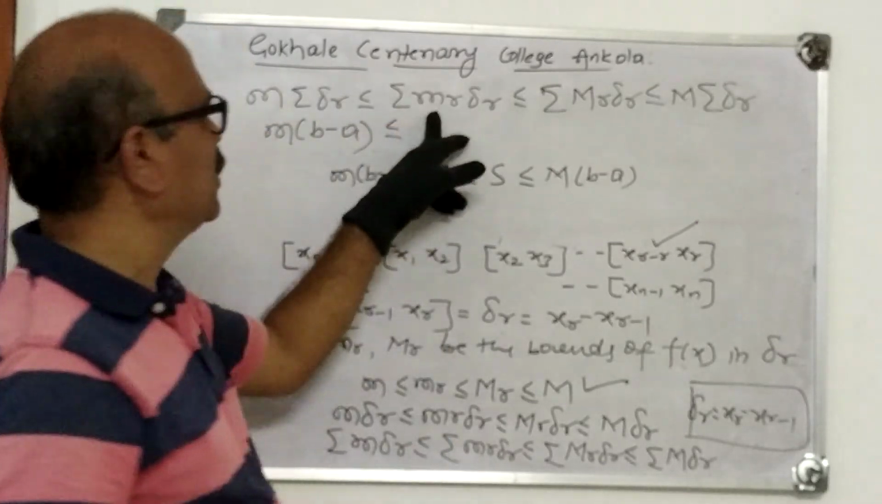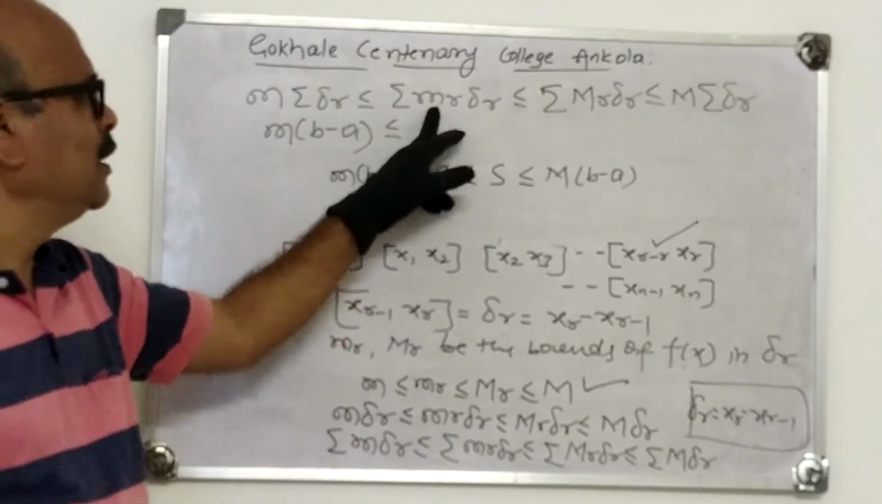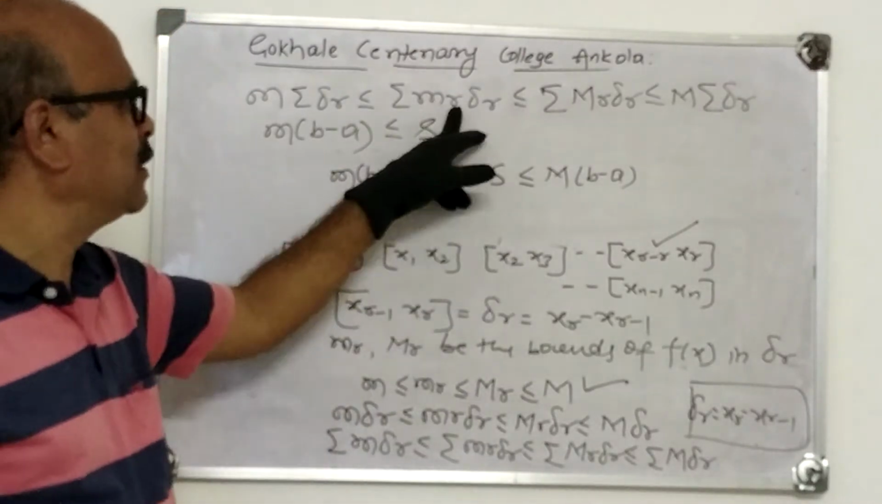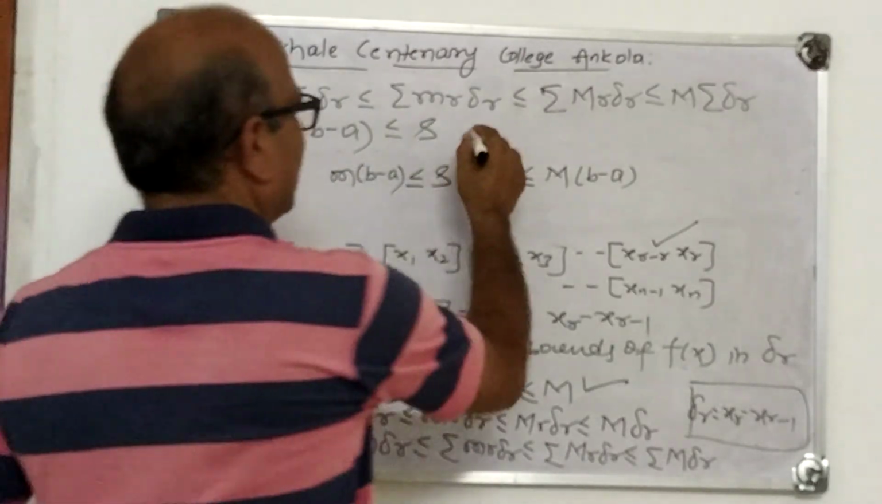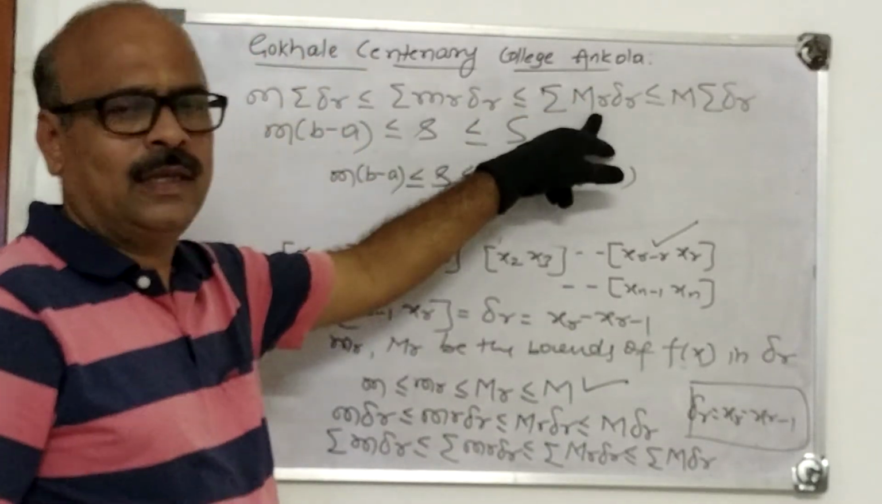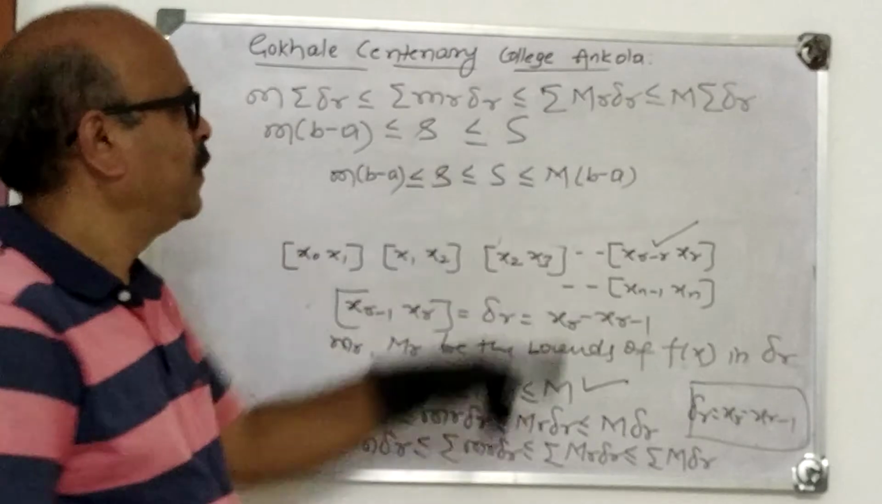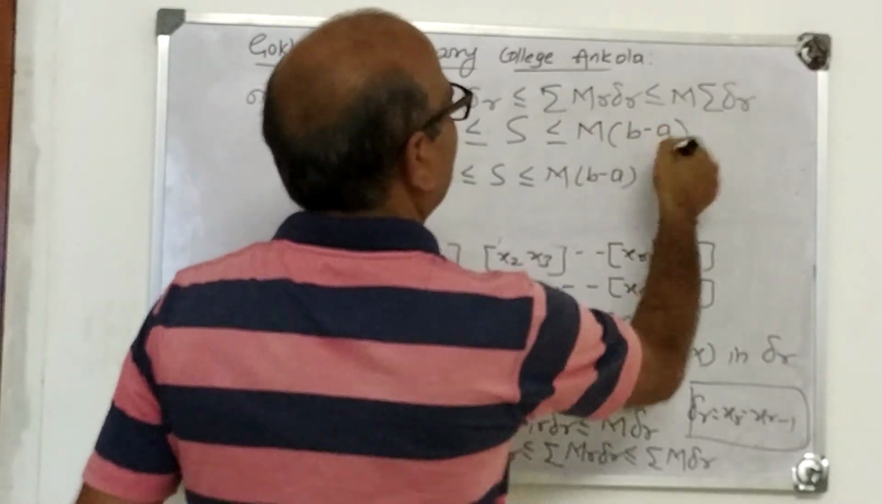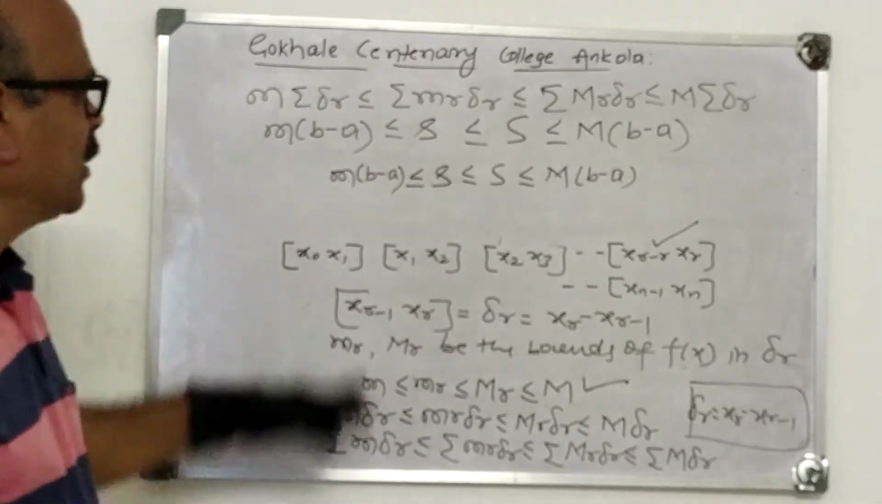Less than or equal to, what is this? This is small s. We have defined small s like this. What is this? Capital S, because capital MR is the upper bound. And it is equal to capital M into b minus a. So what is this result?